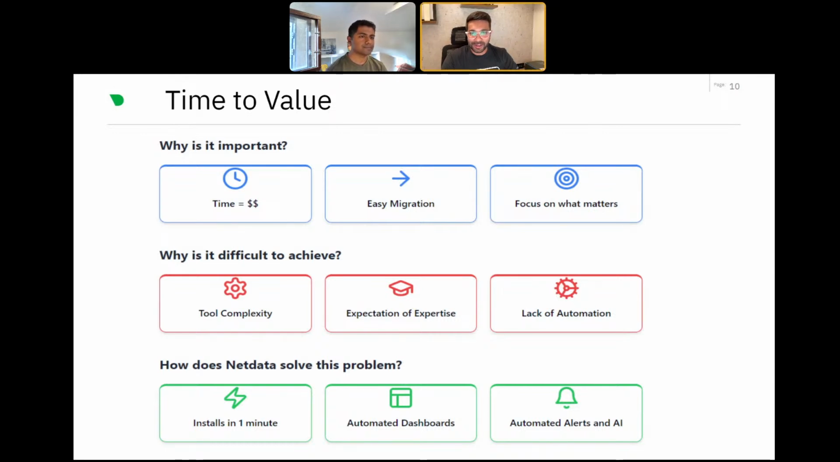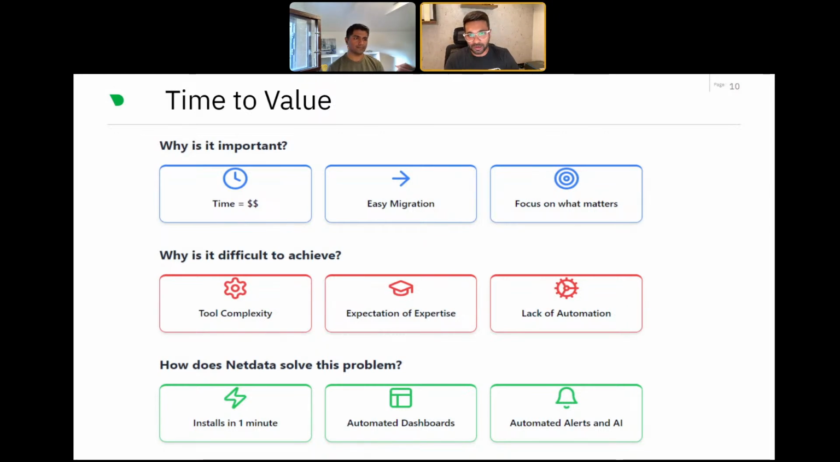Why is it difficult to achieve? Depending on when and how the tool has been written and the architecture chosen, there is complexity associated with the implementation itself. The second one is the expectation of expertise. In many tools, especially when you talk about the Prometheus and Grafanas of the world, you need to set up the tool in a way that first you need to identify what are the components that I need to monitor, set up the exporters for these, have your Prometheus server collect all these metrics. But even after doing all of this, you don't see anything. You don't necessarily monitor anything or visualize anything yet.